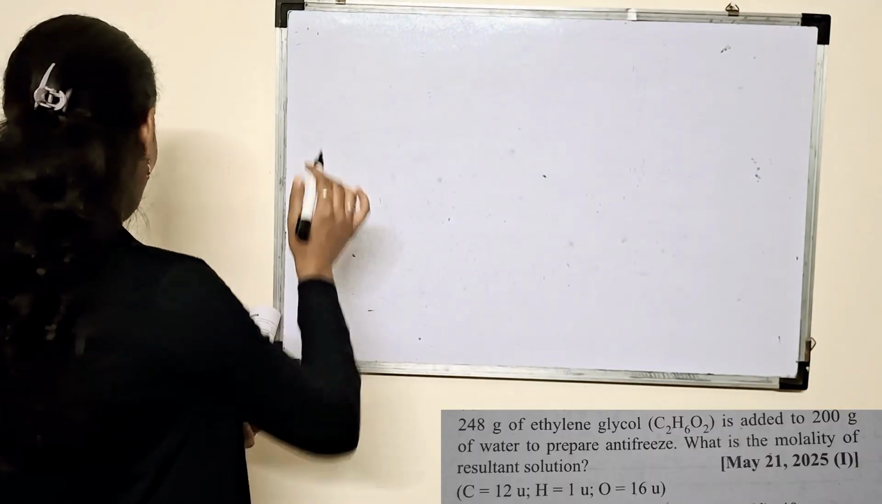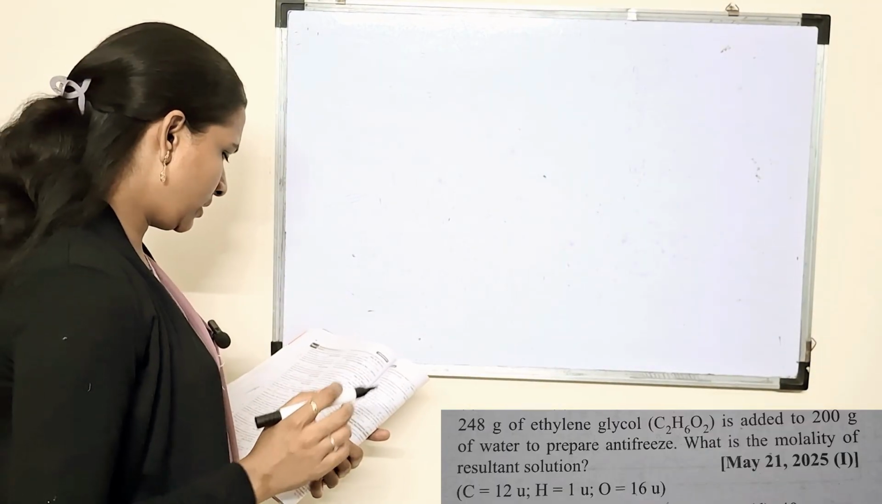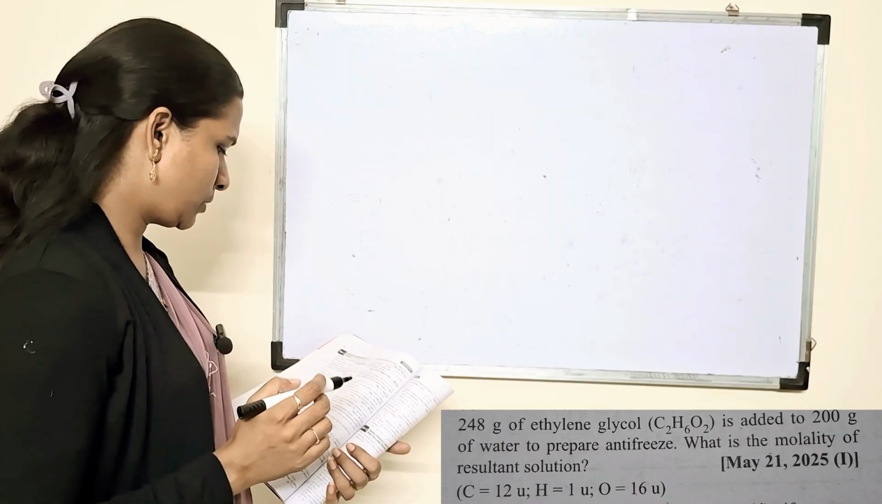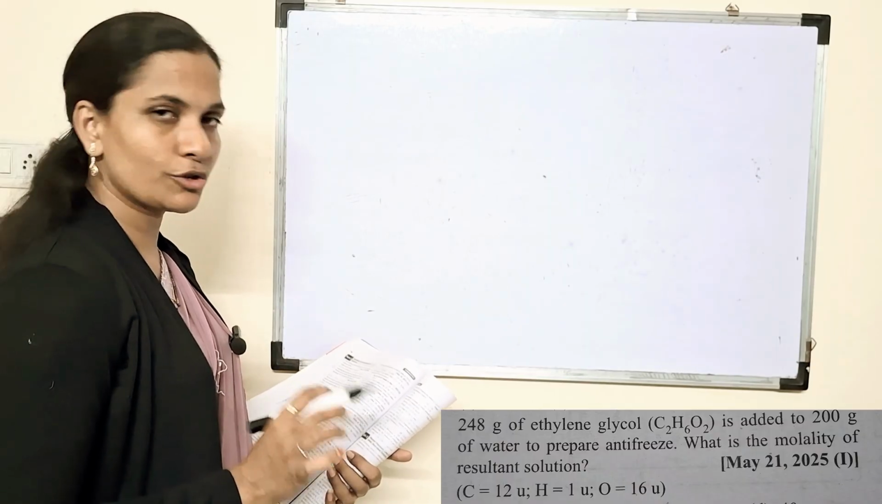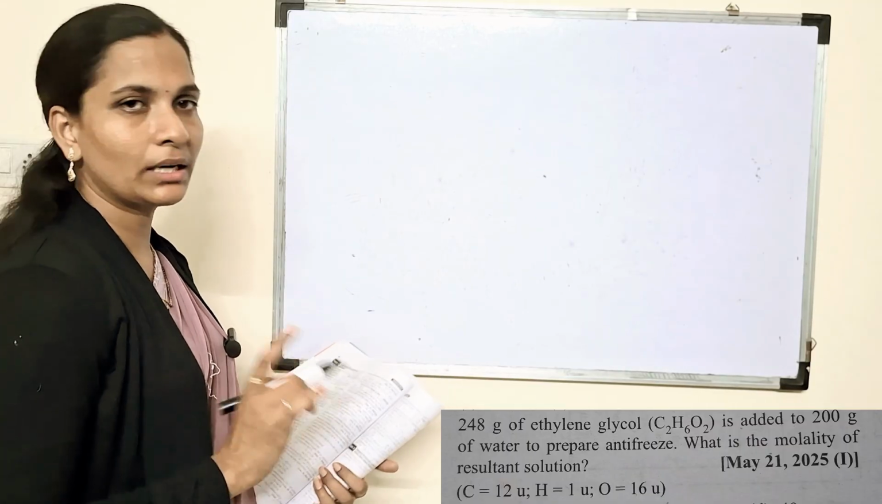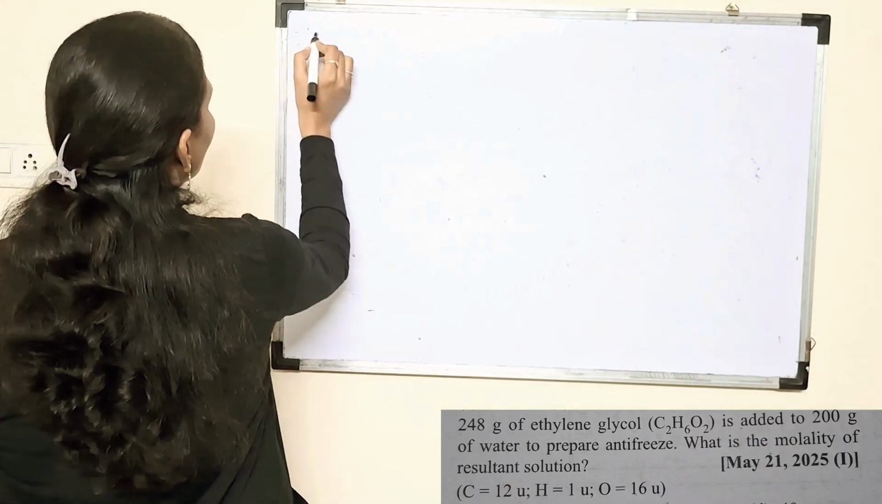248 grams of ethylene glycol is added to 200 grams of water to prepare antifreeze. What is the molality of the resultant solution? So this is the question. Now what did they give? 248 grams of ethylene glycol. So the weight of ethylene glycol they gave.